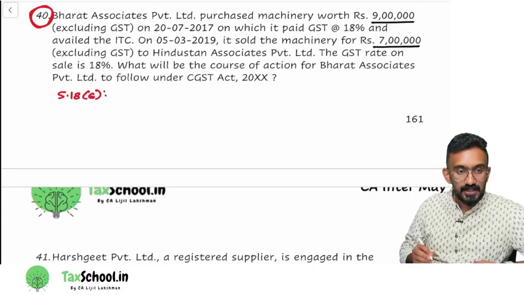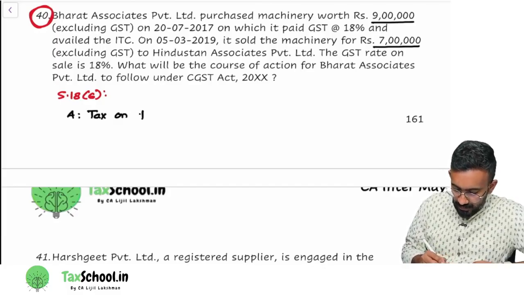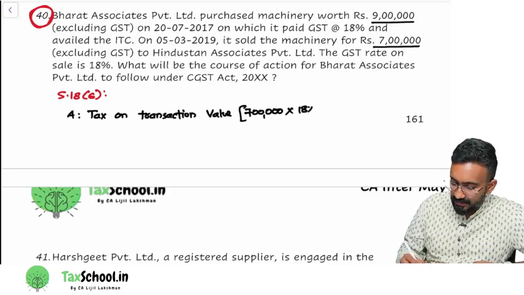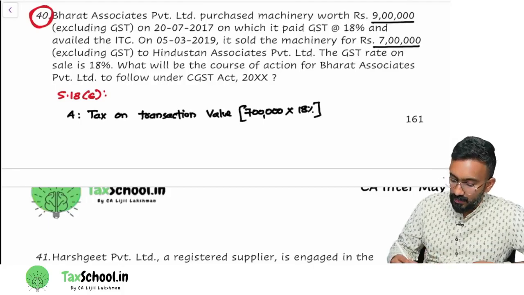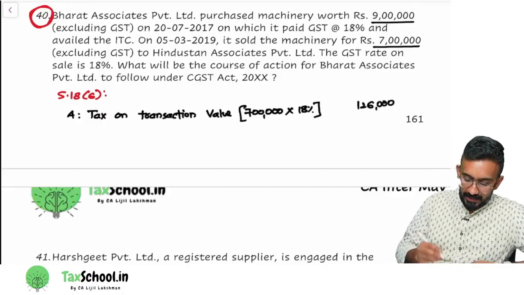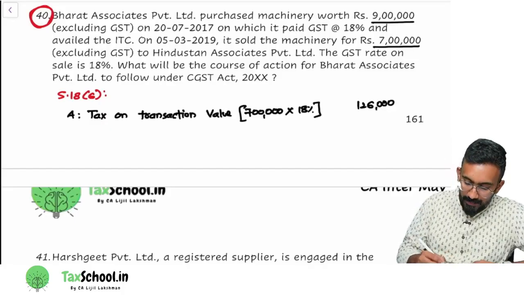What is 18.6 says? Normally I will pay what? Tax on transaction value when you sell any product. What is the second hand sale value or transaction value of this product? It is 7 lakh. So normal case, any product I have purchased and sold, I would pay on sale value 18%, which will be how much amount? 1,26,000. Am I correct on the number? But this time, because it is an asset at the time of purchase, you have taken ITC, you should compare it with some other amount.